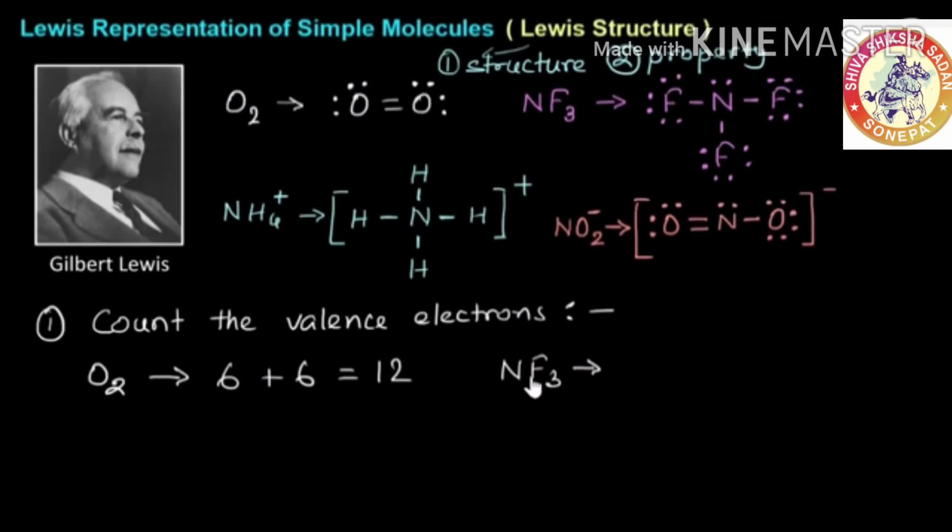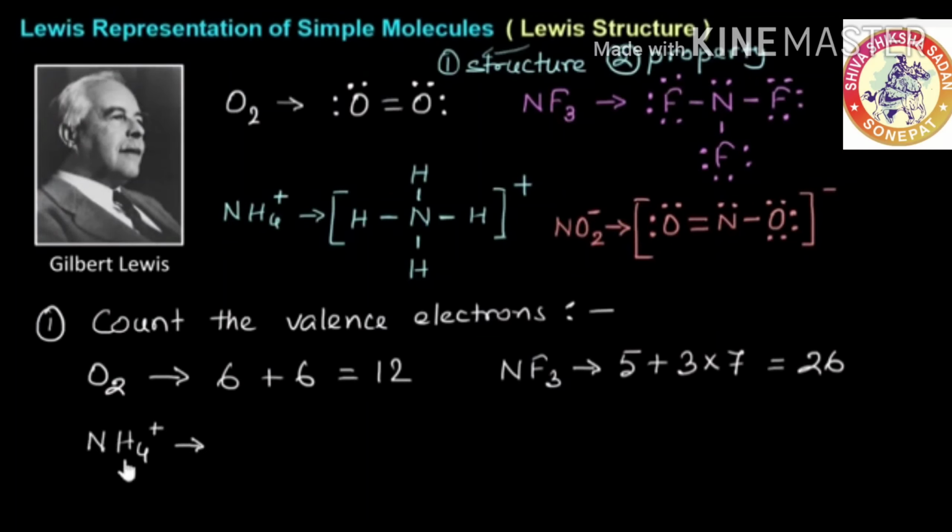In a similar way, the next molecule is nitrogen trifluoride. In nitrogen, 5 valence electrons are there. Next, F3. In F3, there are 3 fluorine atoms and 7 is the number of valence electrons present in fluorine. So, the total number of valence electrons in the NF3 molecule is 26.